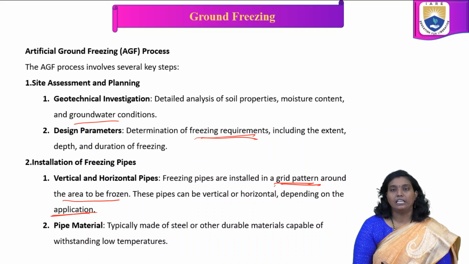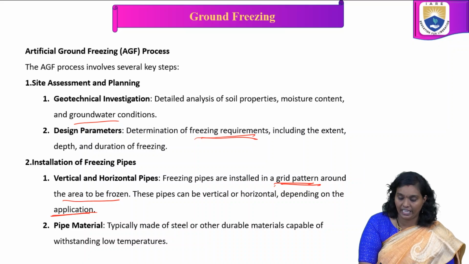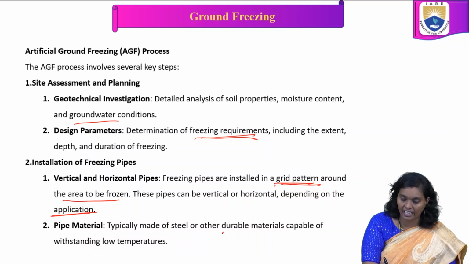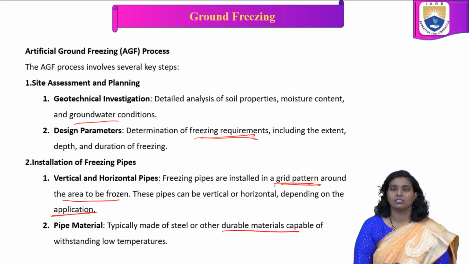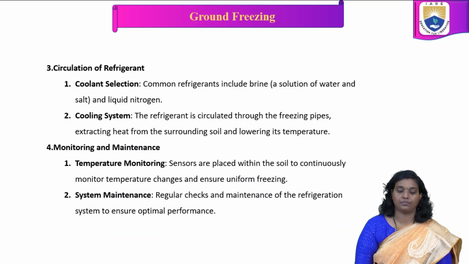Pipe material: typically made of steel or other durable materials capable of withstanding low temperatures. Such type of material we are going to choose for the artificial ground freezing process.